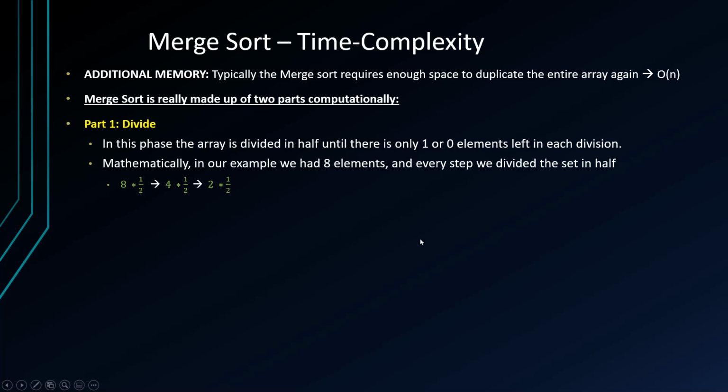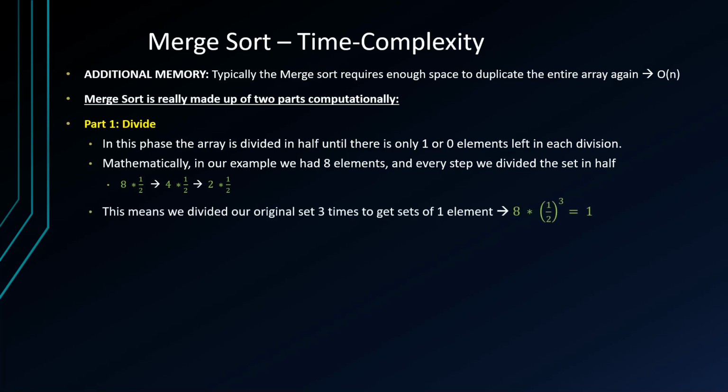Well, let's simplify this, all right? We're going to put these together, and we're going to put it in terms of the number of elements n and the number of divisions y. So in this formula that we see here, our calculation is 8 times 1/2 cubed, because we multiplied by 1/2 3 times. And that ended up with a value of 1. Now, if we simplify this, if we just think in terms of n, which is the number of elements, and y, which is the number of divisions, how can we simplify this entire equation?